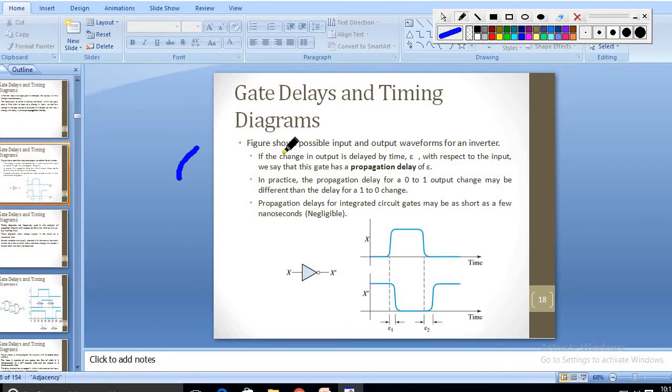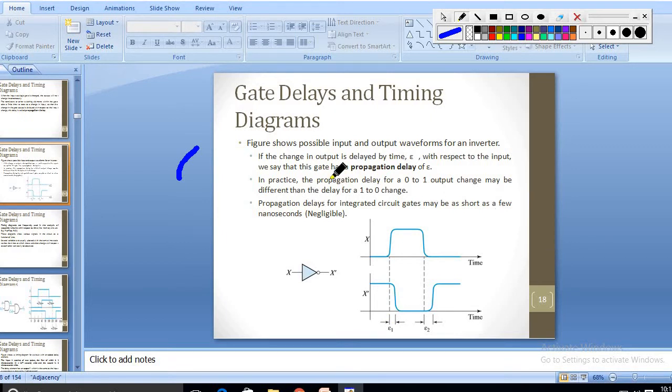So this is an inverter. If the change in the output is delayed by epsilon time with respect to the input, we say it is a propagation delay. The input changes from 0 to 1, but the output will not change instantly. It will take its time to change the output state. That delay is called the propagation delay, and I call it epsilon.